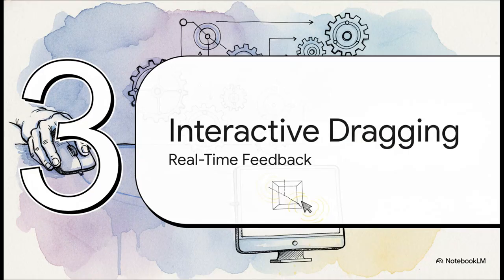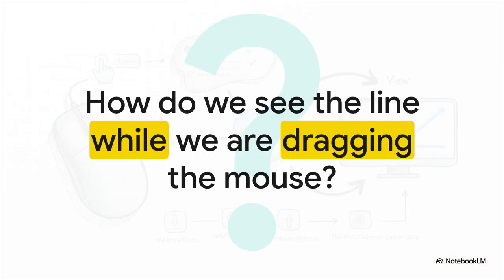Okay, that's cool for drawing a line between 2 points. But modern apps give us feedback as we're doing things. We don't just want to see the final line. We want to see it being drawn while we drag the mouse. So, how do we handle that in-between part of the action? Exactly. We've got the start and we've got the end. But what about all that movement in the middle? A press and a release are just single moments in time.